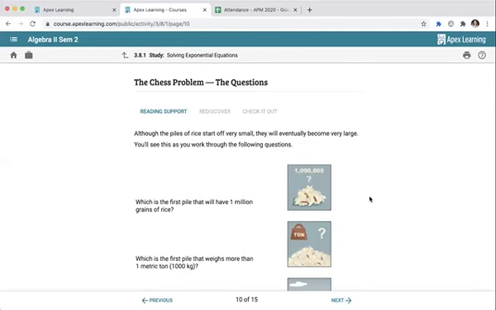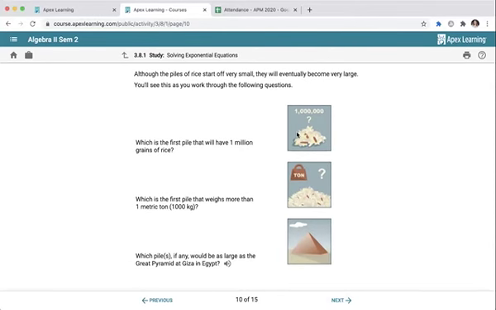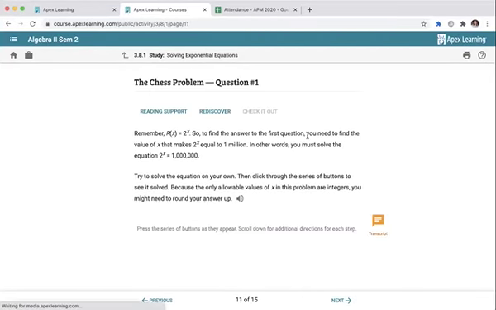All right, so if we were to do this here, we have a couple questions. Although it starts off very small, we obviously know that dealing with exponential functions, they're going to go really quickly. So if we look here, which is the pile that will have 1 million grains of rice first? We can look at which pile weighs more than 1 metric ton, and then which pile would be as large as the Pyramid of Egypt.